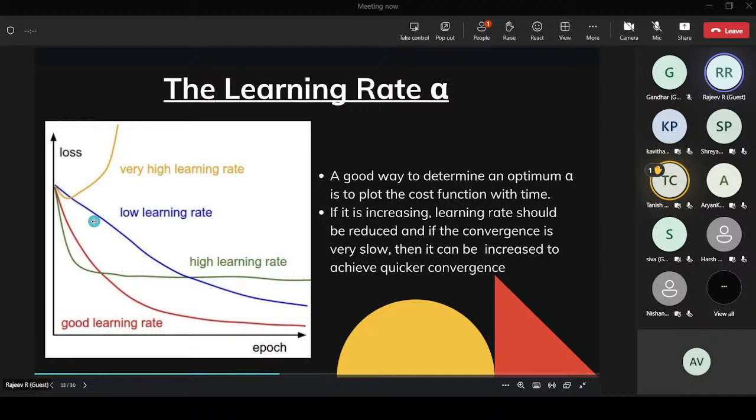A good learning rate will help the loss function reach its minimum properly. As you can see, a good learning rate has the lowest loss function and also good computational resource usage. So this is about learning rate.